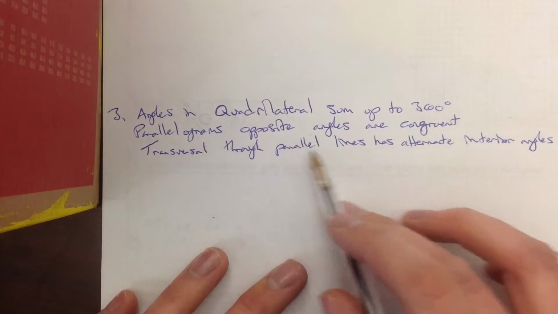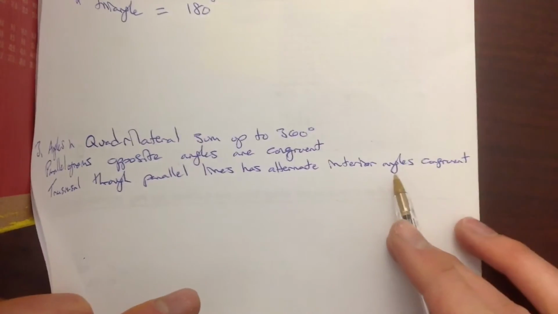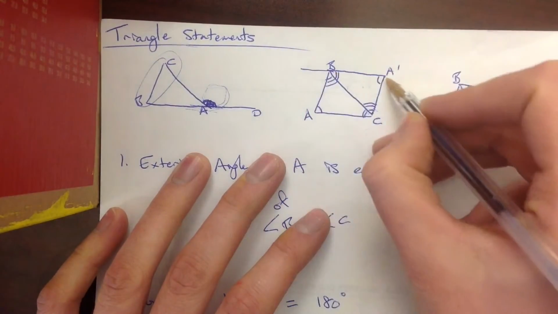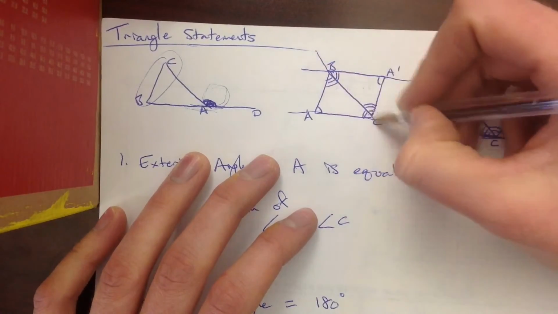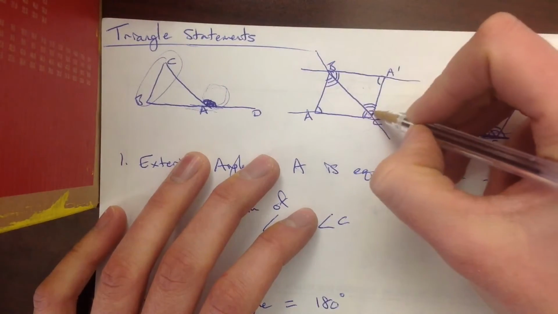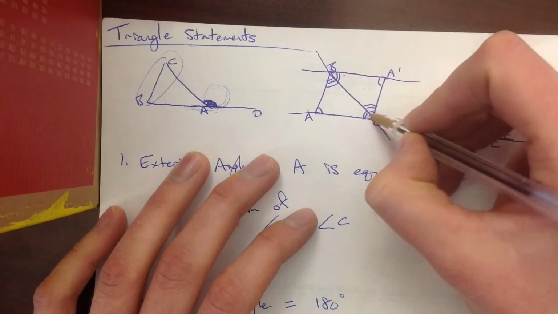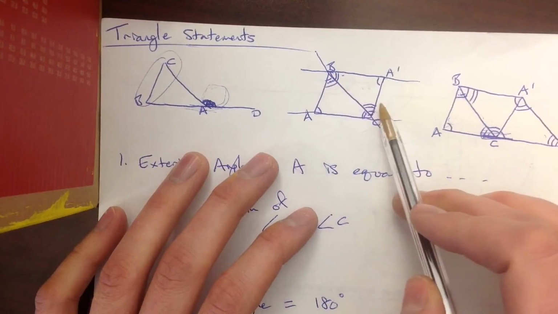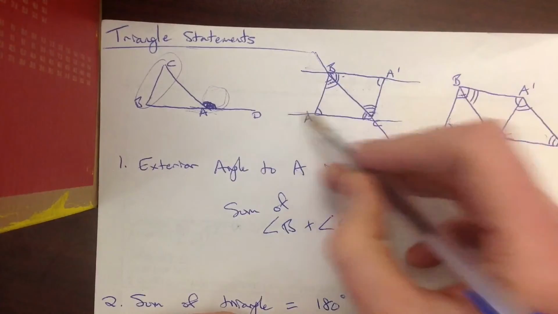A transversal through parallelograms, or parallel lines, has alternate interior angles congruent. Well, if this is a parallelogram, and we continue the parallel lines and we put a transversal through it, this angle is equal to this angle. This angle is equal to this angle. Therefore, we were able to prove that alternate interior angles are congruent to each other when a transversal goes through parallel lines.